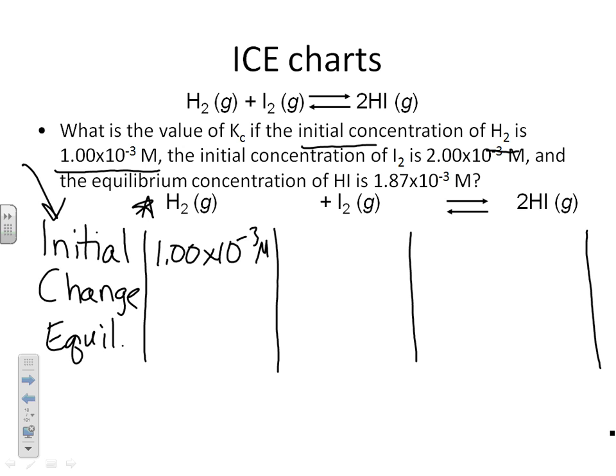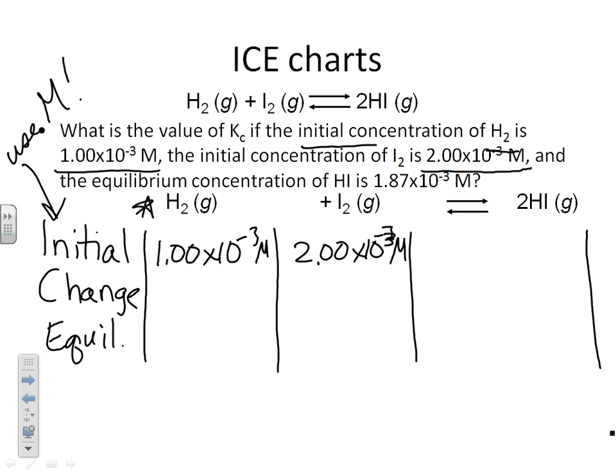Notice we're using molarities. This is a distinction between the ice chart and the BCA chart, which is about moles. We are using molarities here. So 1 times 10 to the minus third molar, that's the initial concentration of the hydrogen. The initial concentration of the iodine, 2 times 10 to the minus third. That really is a 3. 2 times 10 to the minus third molar concentration of the I2. That's our initial concentration. And then we have one more number that we're given.